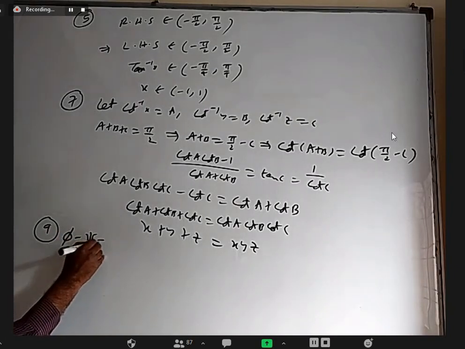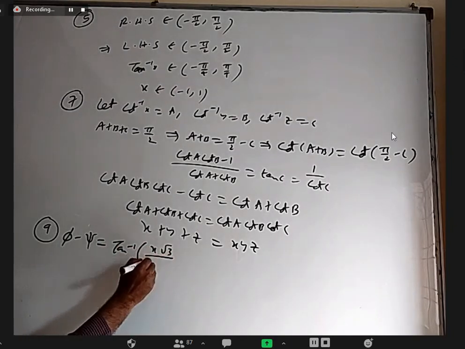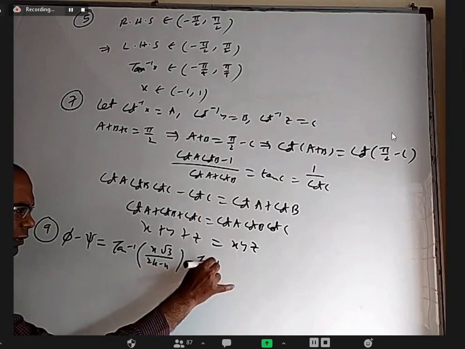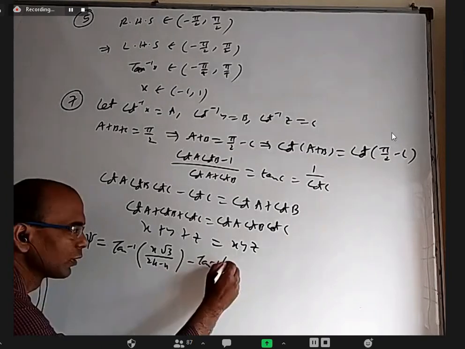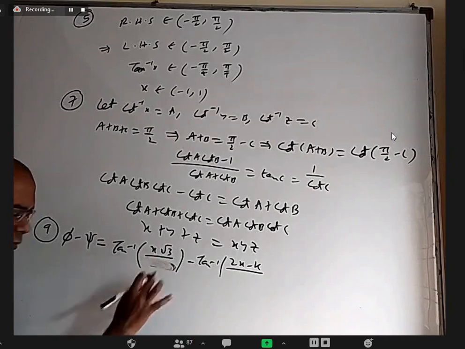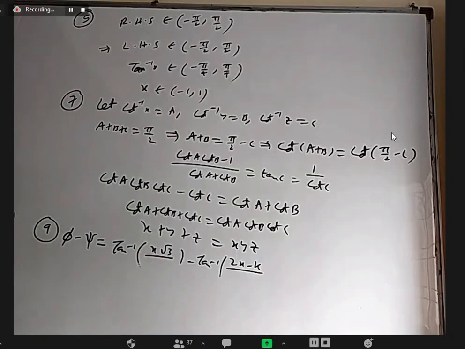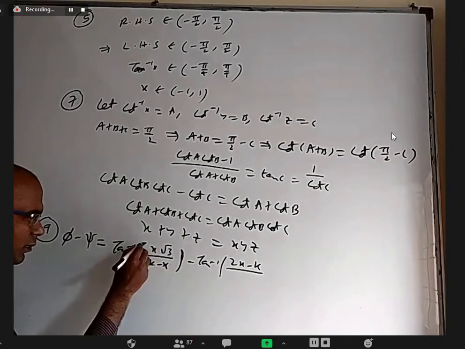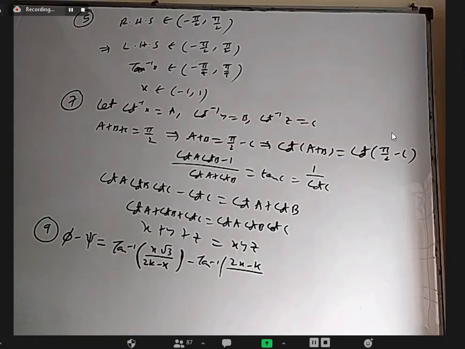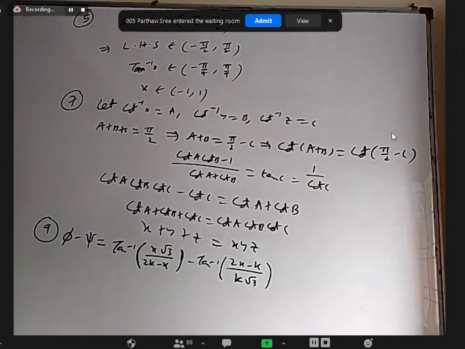5 minus psi is tan inverse x root 3 by 2k minus x minus tan inverse 2x minus k by, this is 2k minus x. Just simply use tan inverse A minus tan inverse B formula, that's it.